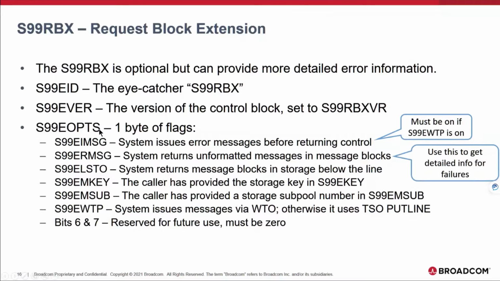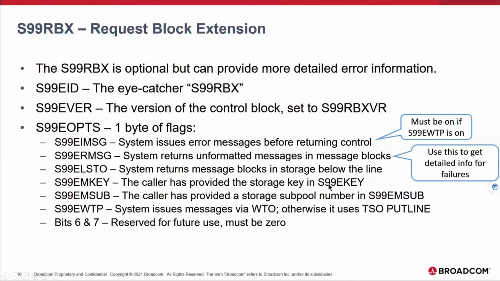And the first set of options is just 1 byte. We could say you want the system to issue the error messages before returning control. If you turn this flag on, there's another flag you need to have turned on down here, saying that you want to use WTO if you're batch, and if you're TSO, you want to use the TSO put line. So we're not going to use these. What we want is to turn this flag on to say, I want the unformatted messages returned to me, and then I will deal with putting the messages out in my log.